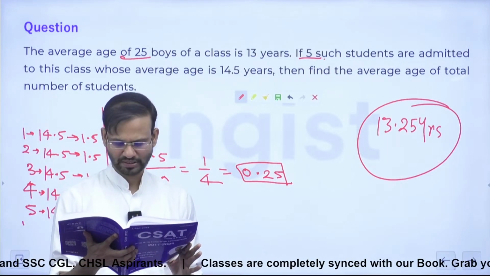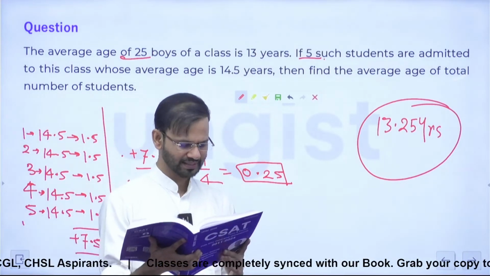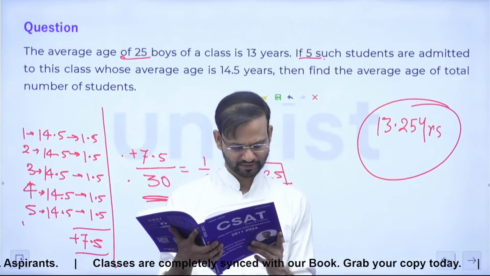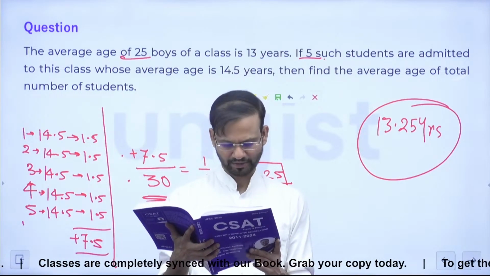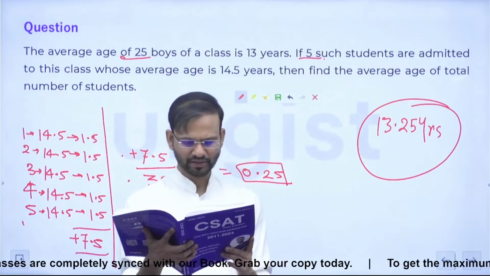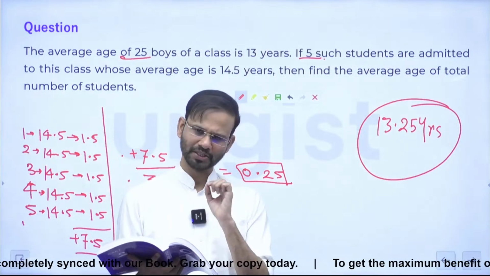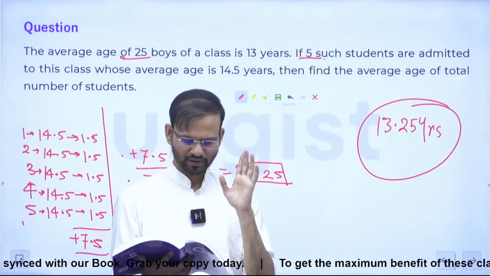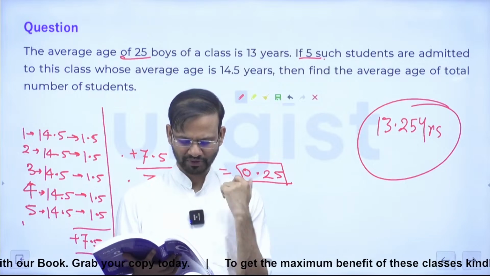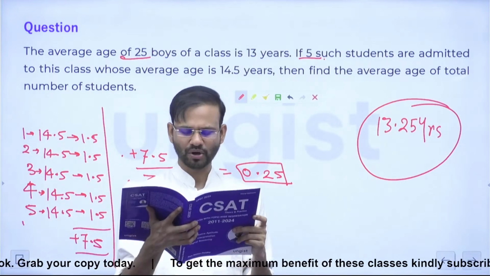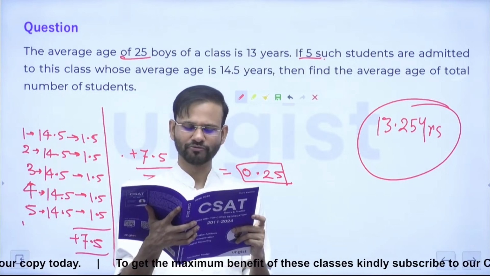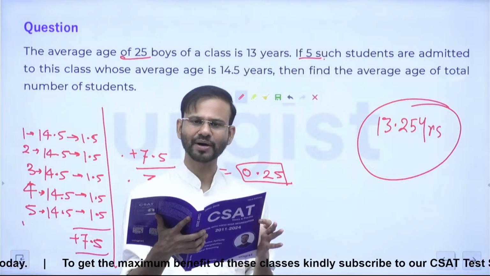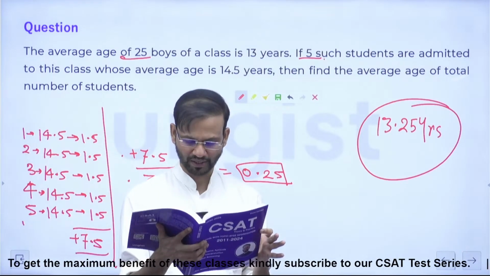Question number 7. Everyone, you don't need to write, please put down your pens. Just read the question with me. The average marks of 100 students are given to be 40. I repeat, the average marks of 100 students are given to be 40.